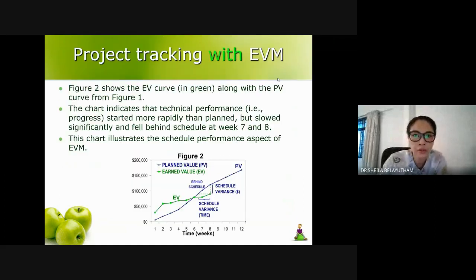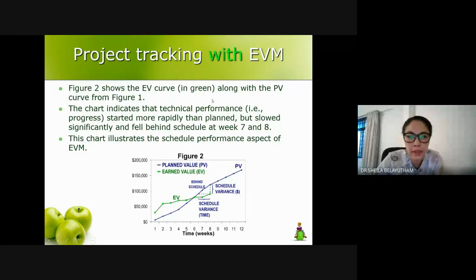So what we actually intend to do in earned value is to have two variables representing properly the progress, the physical progress and also the cost progress. Figure 2 shows the earned value curve with the planned value. No matter what, whether it's earned value or actual cost later, it will be compared against the planned value.